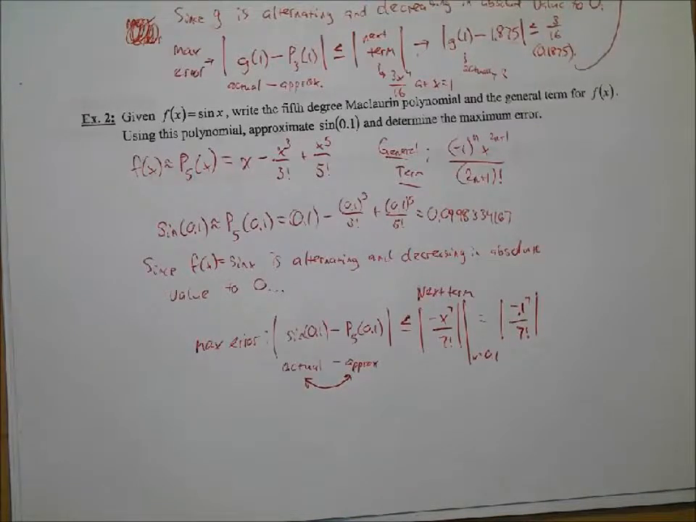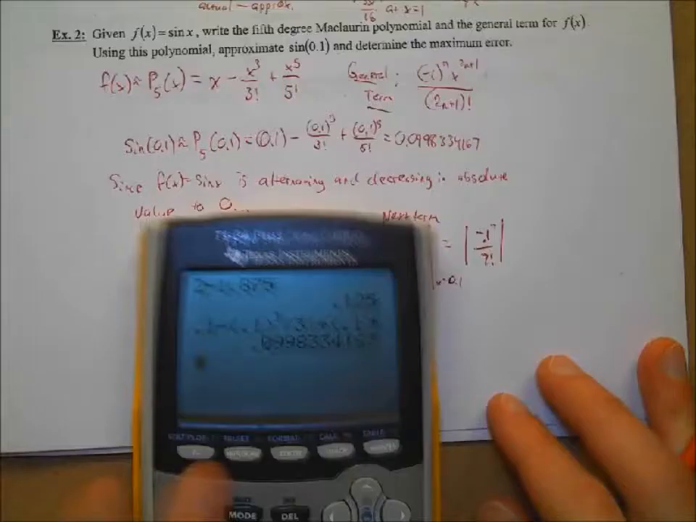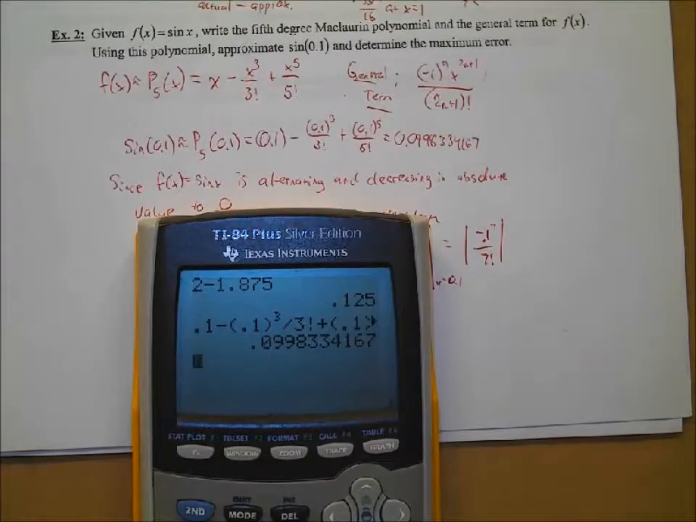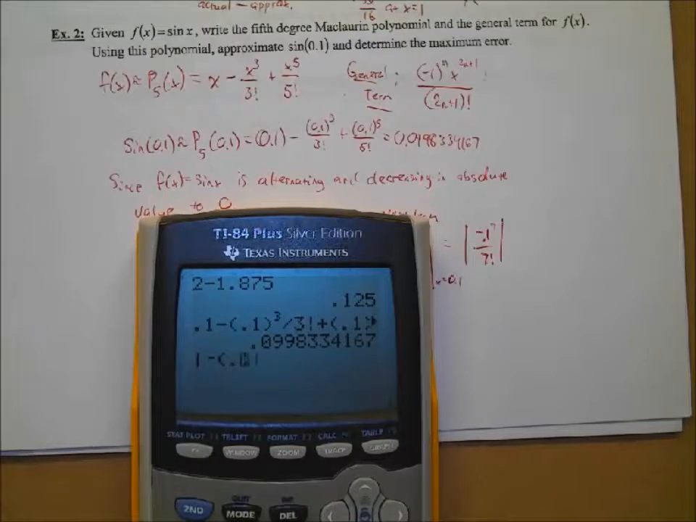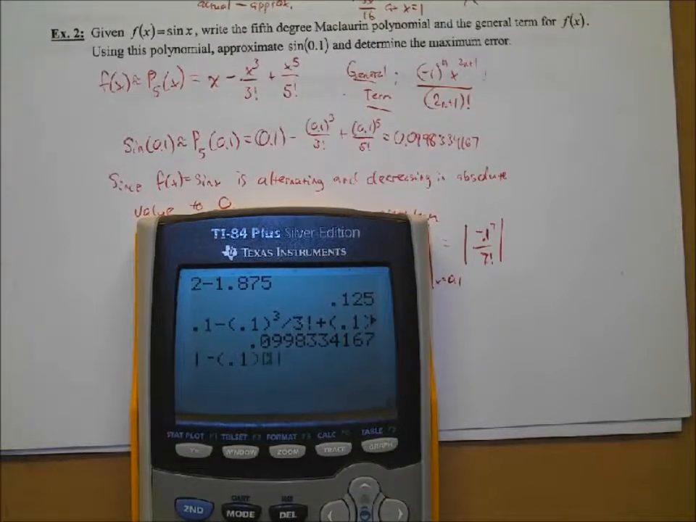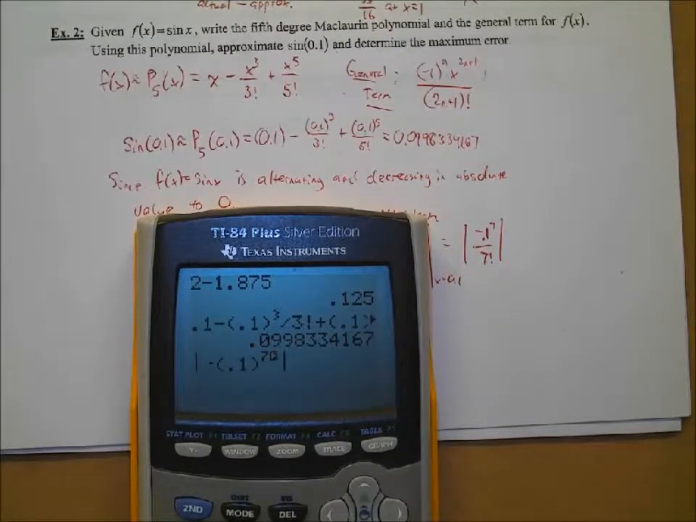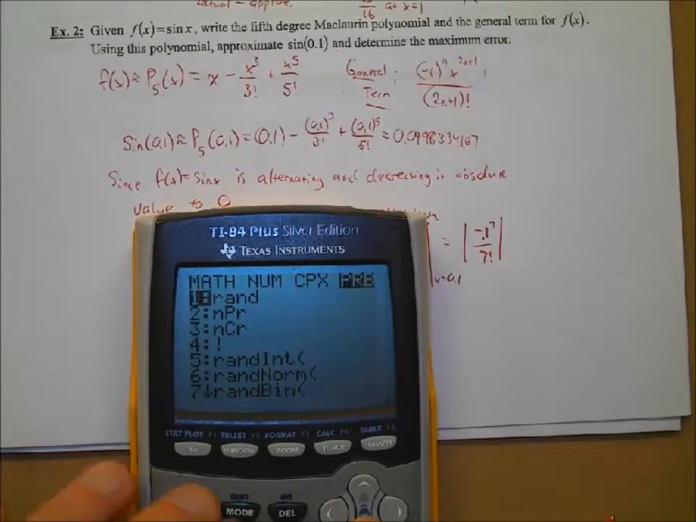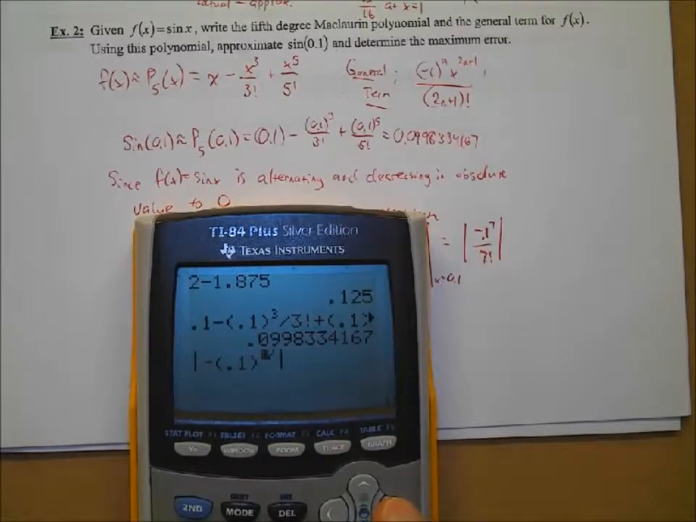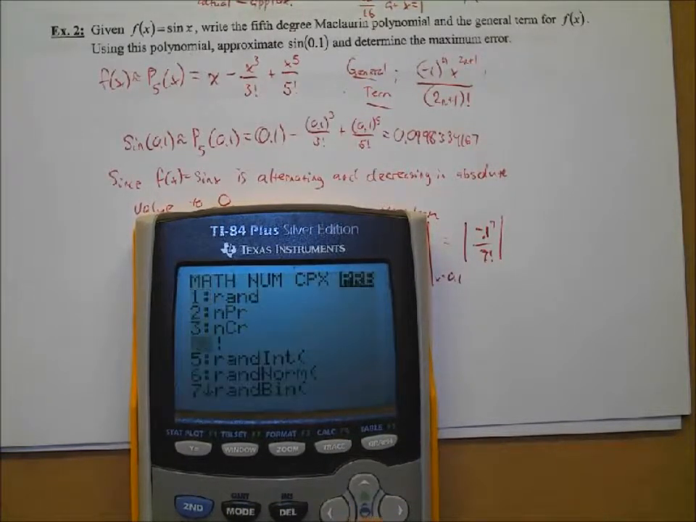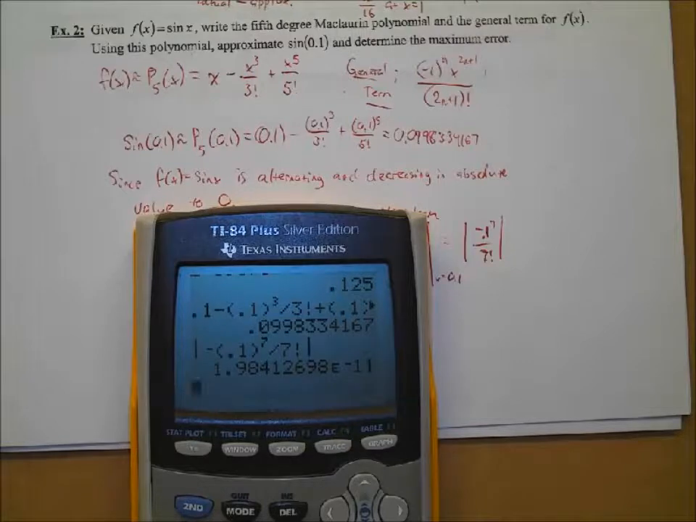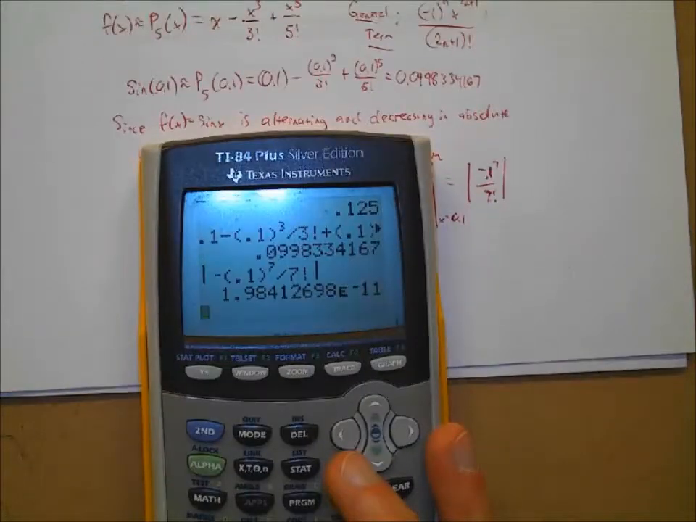Which we do in our calculators here. You can do the absolute values in there if you want. Negative 0.1 to the 7th over 7 factorial. There you go. And yes, that is correct.